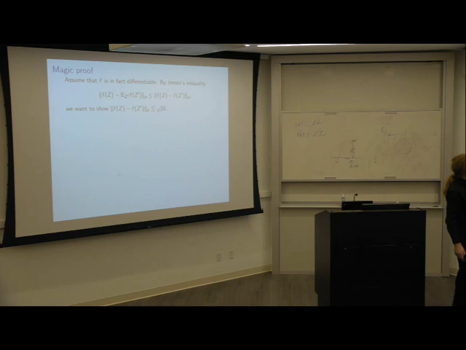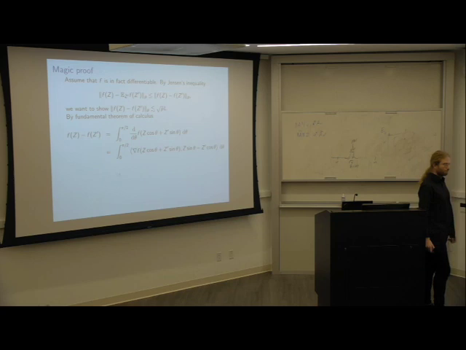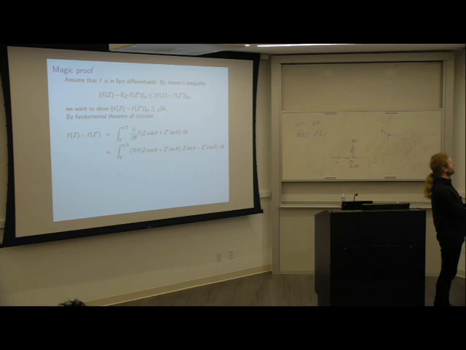Here is one trick that's still not completely insane. We can write f of z minus f of z prime, by the fundamental theorem of calculus, as some sort of integral. So what's happening here?